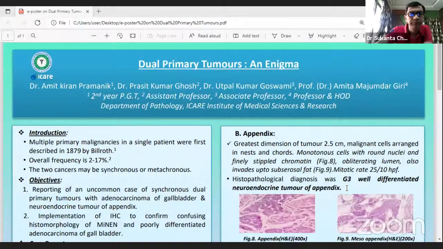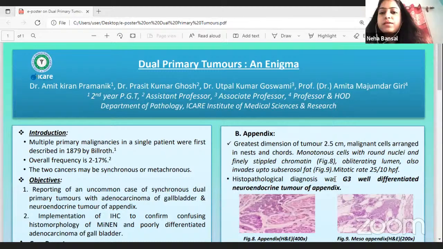Am I audible? Yeah, you are audible. You please proceed. I'm sharing my screen. I'm seeing "host disabled participant screen sharing." Gauravda, please look into the matter. But you are audible. Yes, so my screen is now, I hope it is visible. Yeah, we can see it. Okay. Now I'm starting my presentation.